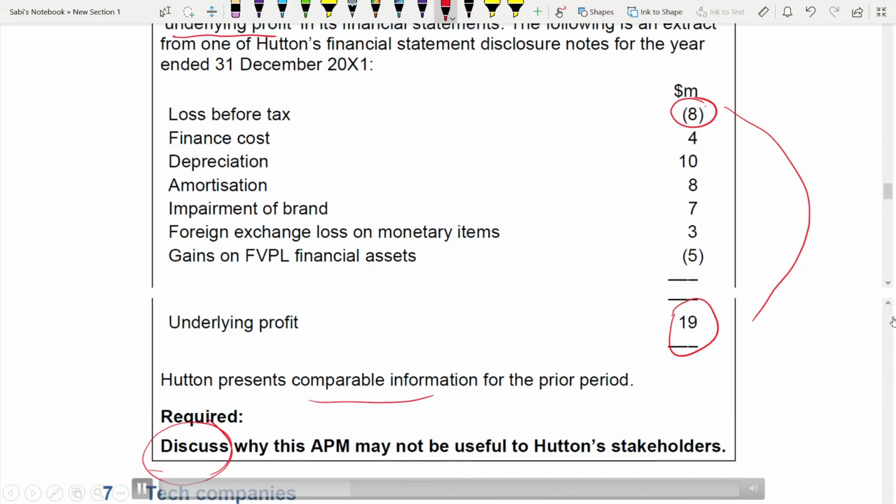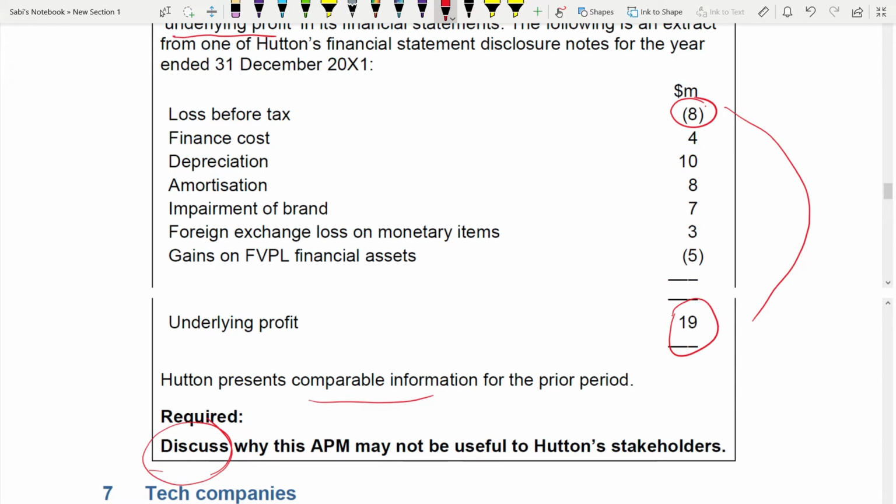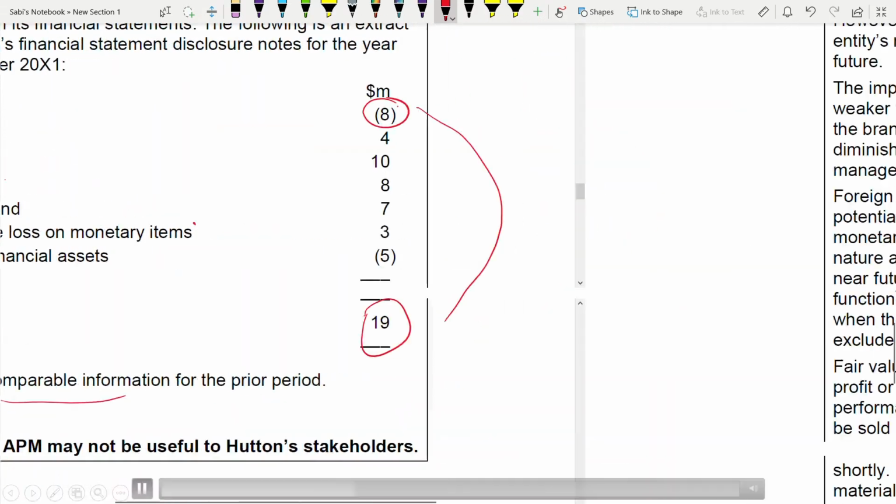Okay, so discuss why this APM may not be useful. APM is all these adjustments. Basically you have to talk about all these adjustments, whether you think they are reasonable or not, to get from loss before tax to underlying profit. Okay, so let's go to the answer.